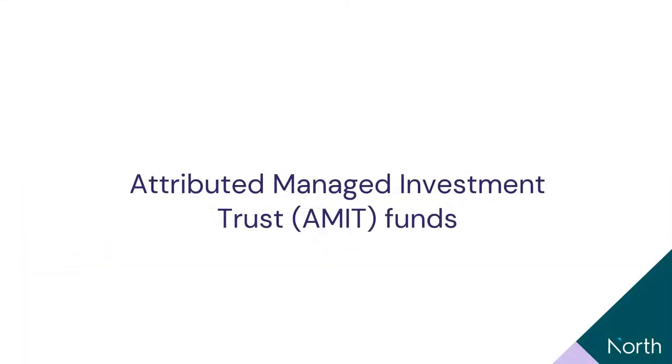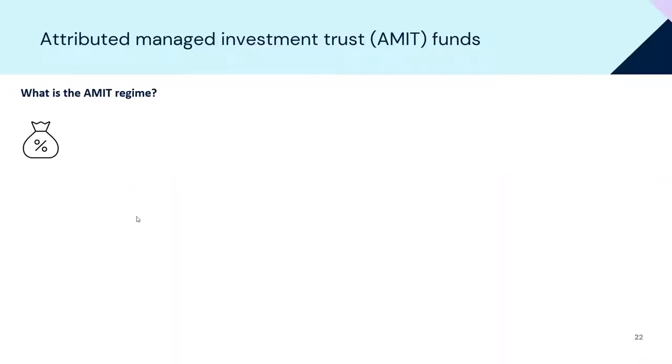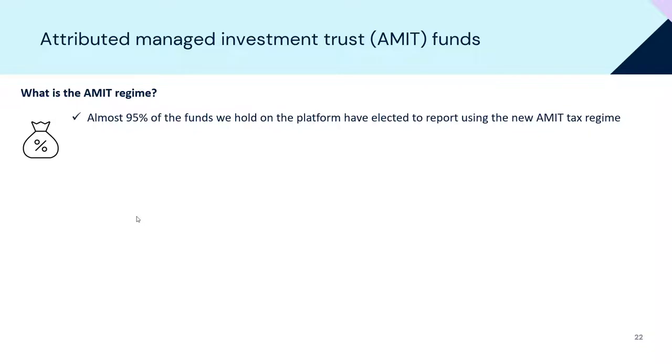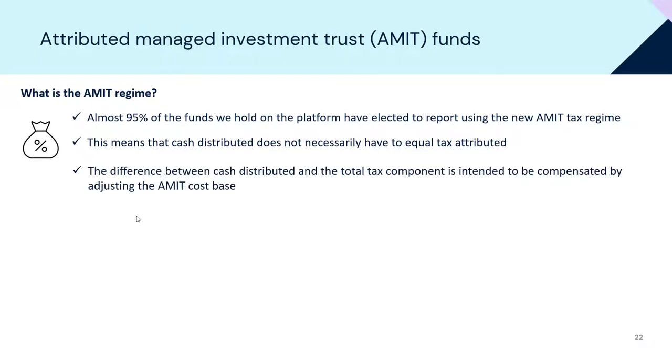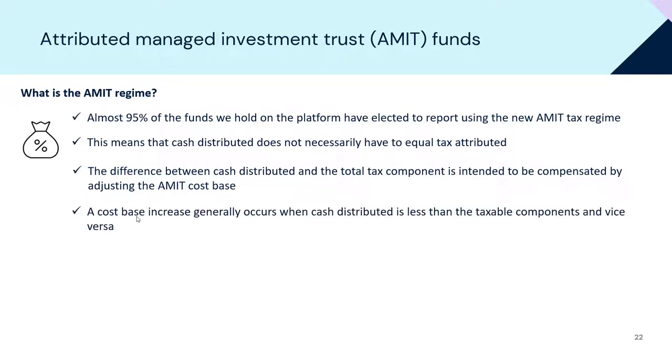Now let's move on to attributed managed investment trusts. You might know this as AMIT funds. So what is the AMIT regime? Almost 95% of the funds that we hold on the platform have elected to report using the new AMIT tax regime. This means that cash distributed does not necessarily have to equal tax attributed. The difference between cash distributed and the total tax component is intended to be compensated by adjusting the AMIT cost base. A cost base increase generally occurs when the cash distributed is less than the taxable components and vice versa.